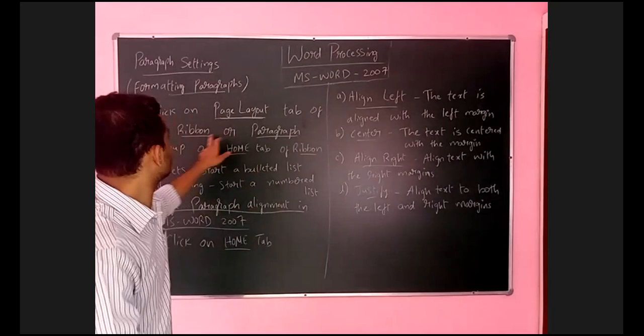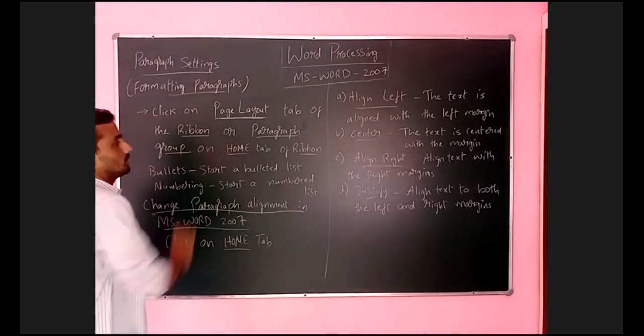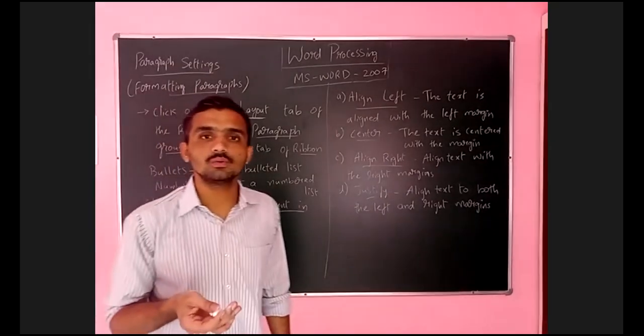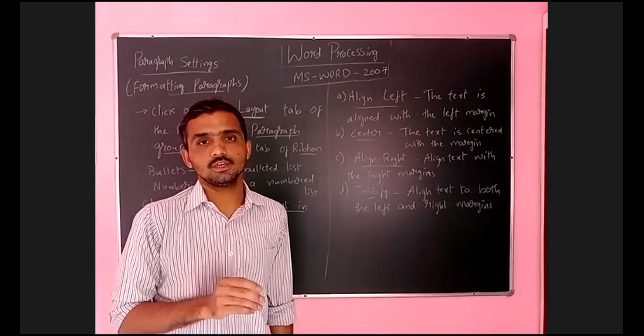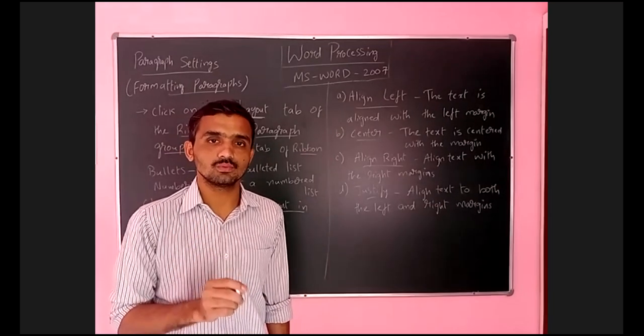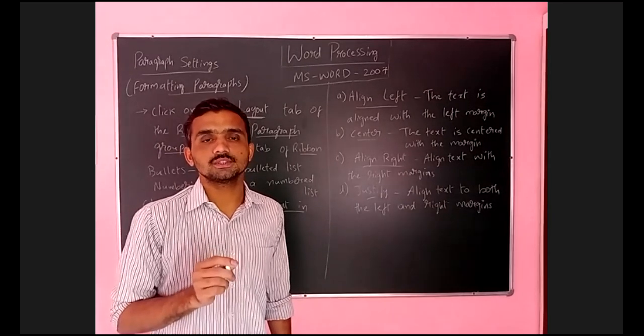Either we can go to the Page Layout tab itself, or we can go to the Paragraph group of the Home tab. In the Home tab there is a group called Paragraph. In the previous class we discussed the Clipboard group, which is also present in the Home tab.